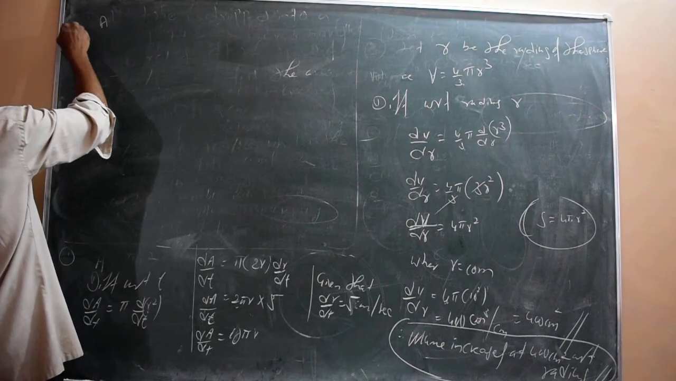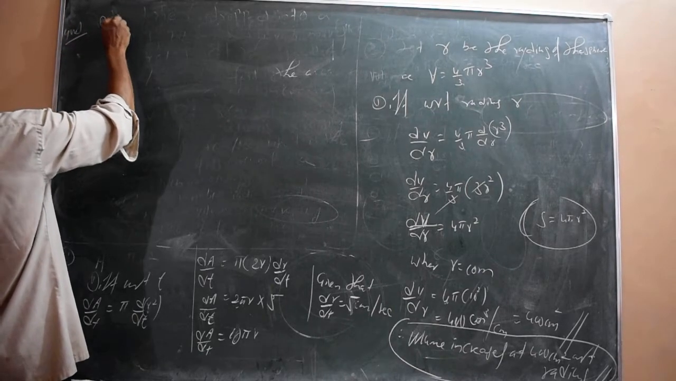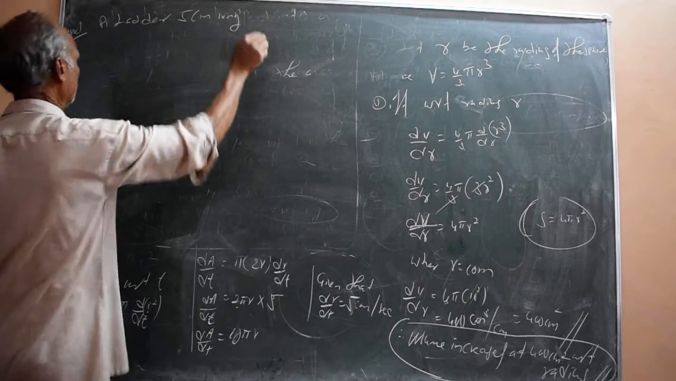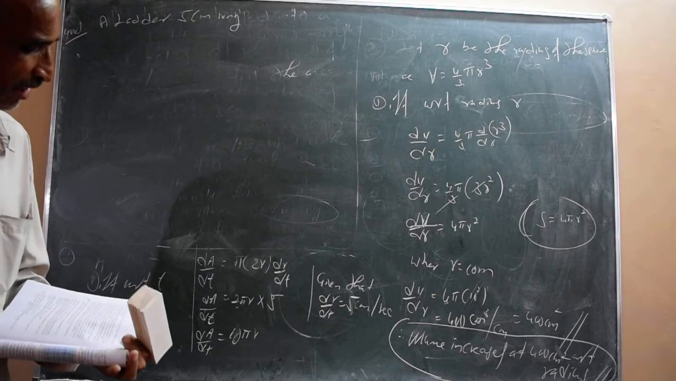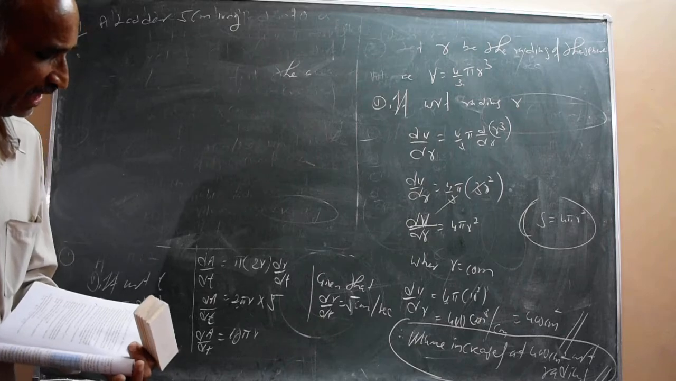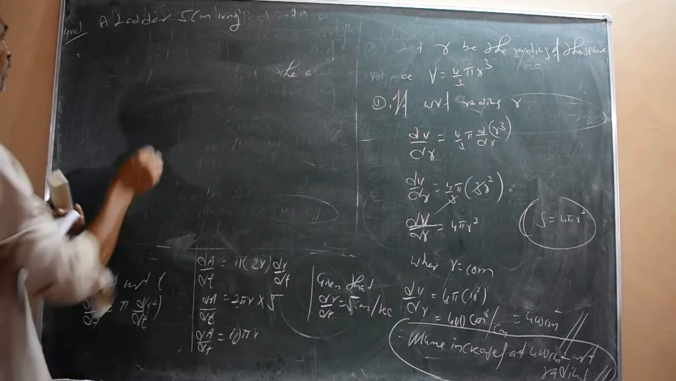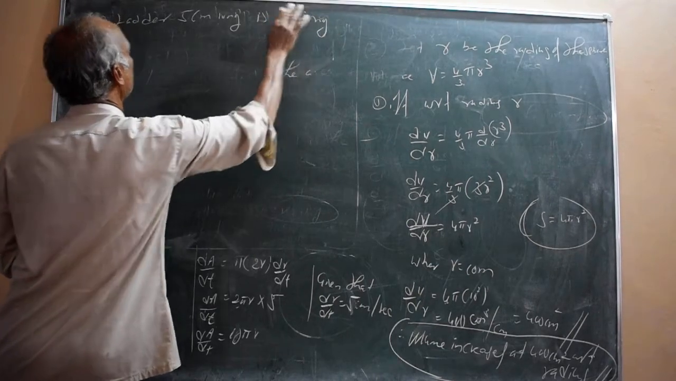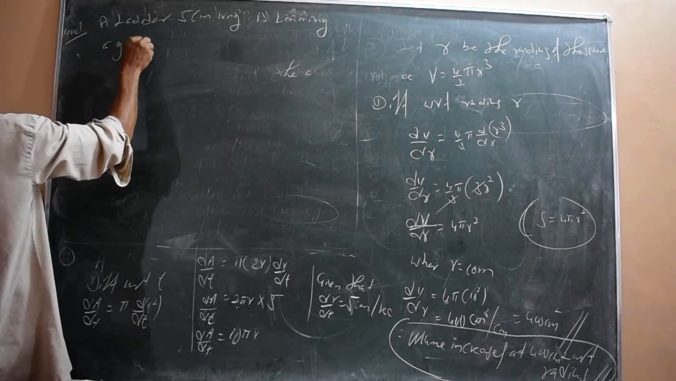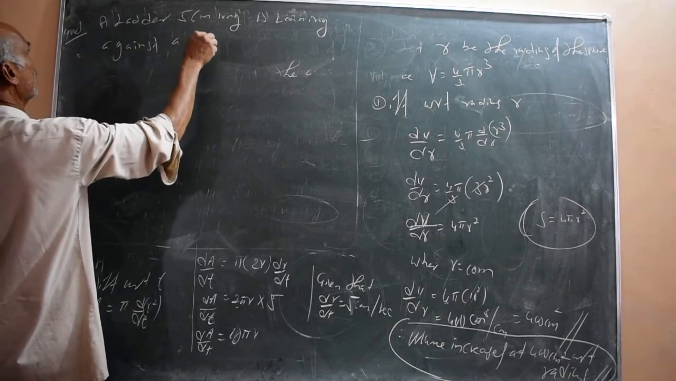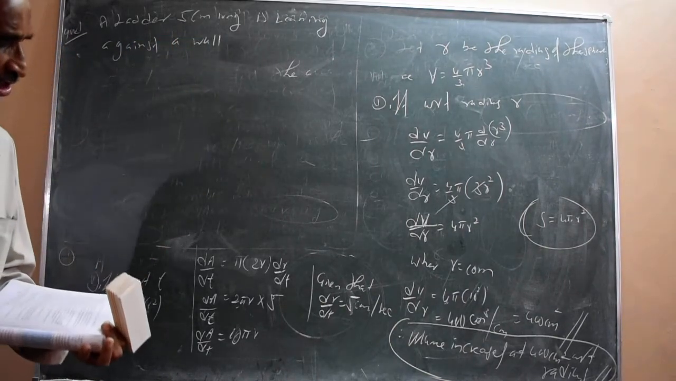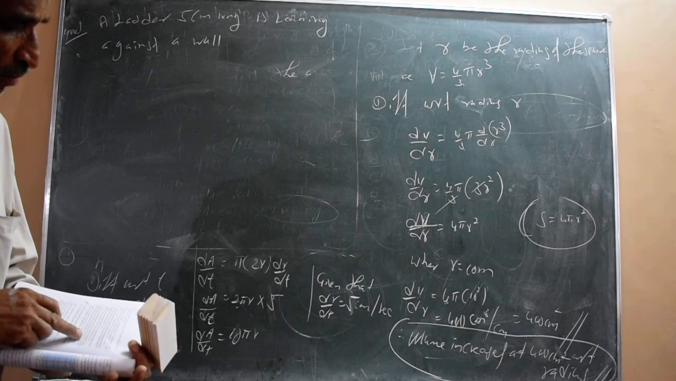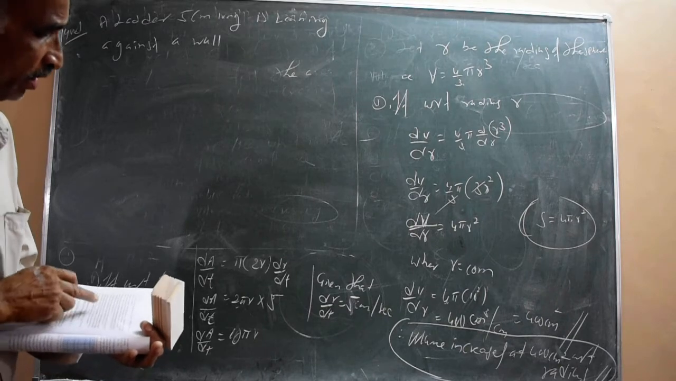A ladder 5 centimeter long is leaning against a wall. Full stop. The bottom of the ladder is pulled along the ground.